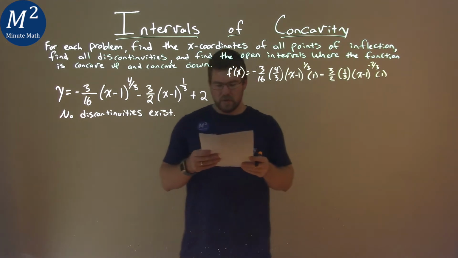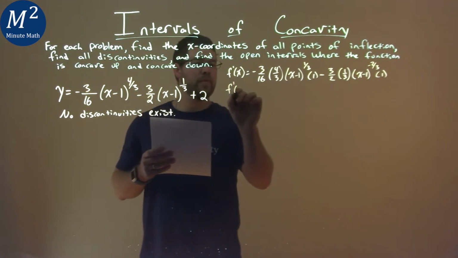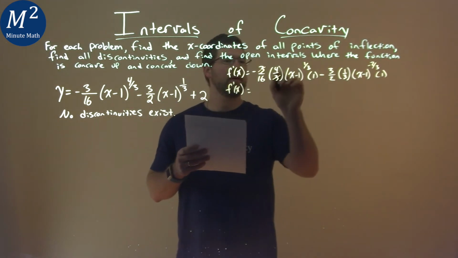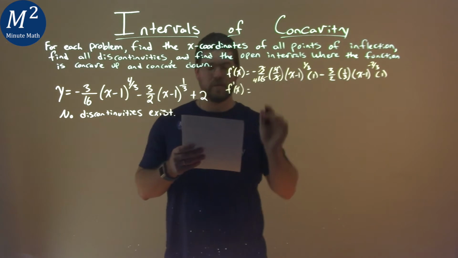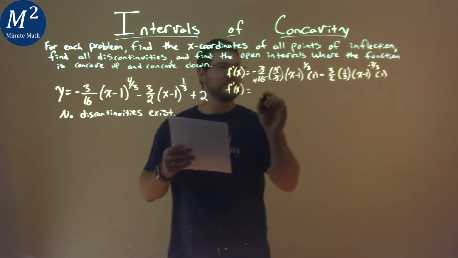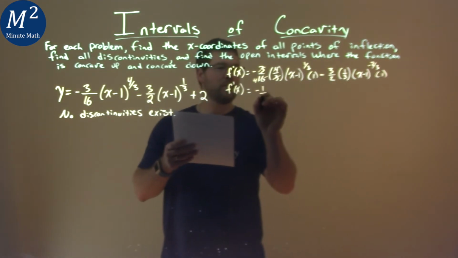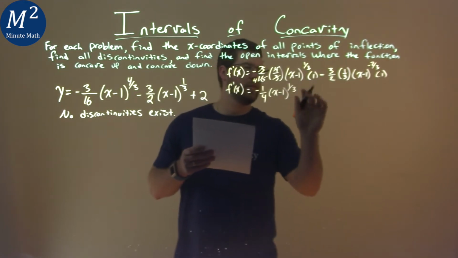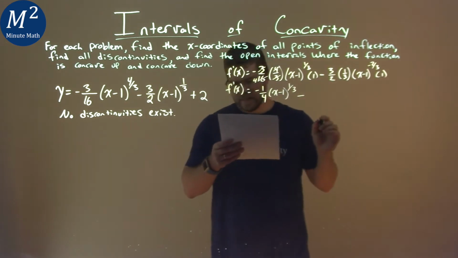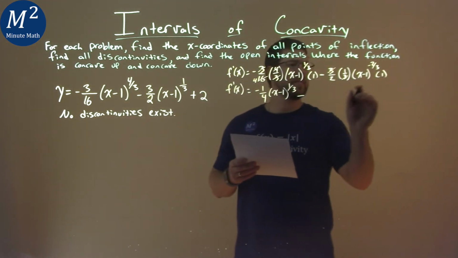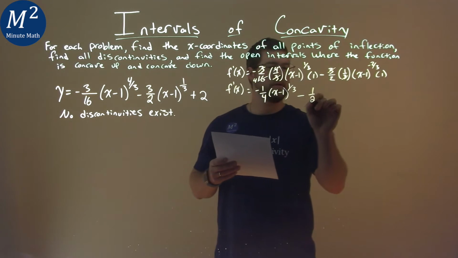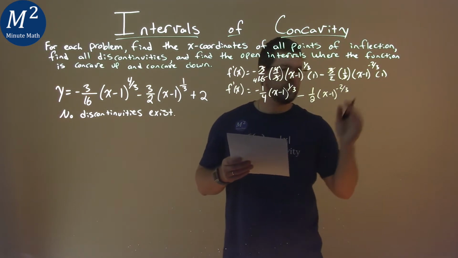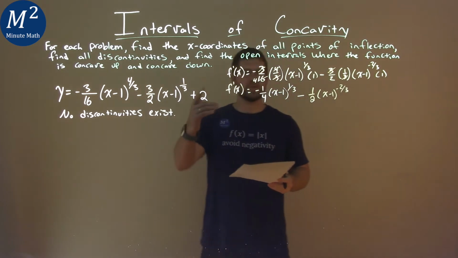Okay, let's go clean this up a little bit. F prime of x equals, well, the 3's cancel right here, and the 4 and the 16 become a 4 right there. So we just have a negative 1/4 out front, times (x minus 1) to the 1/3 power, and don't worry about that 1. Minus, well, the 3's cancel here as well, and so we have 1/2 times (x minus 1) to the negative 2/3 power. All right, we have our first derivative.